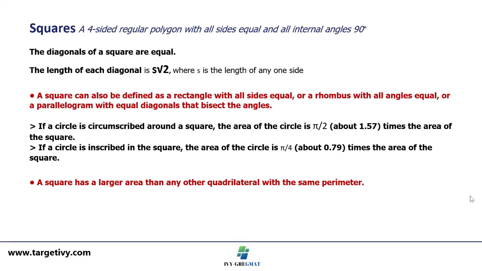Okay, fine. Squares. So we all know a square is a four-sided regular polygon with all the sides equal. Internal angle is 90 degrees. So just to recapitulate, the diagonals are also equal.